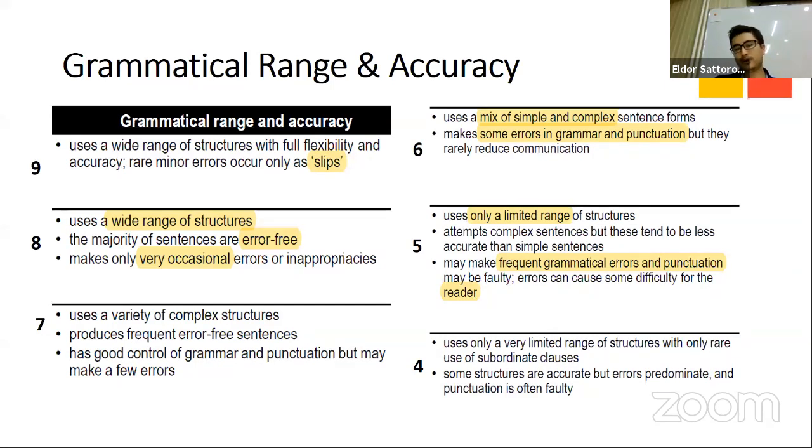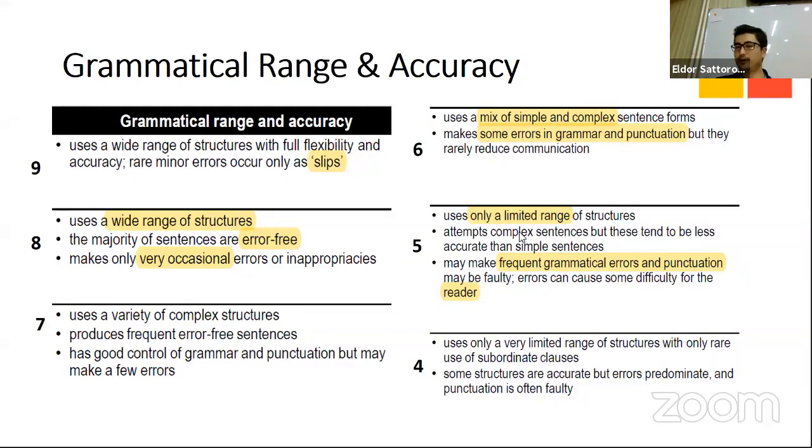Well, you can still have a low mark in grammar if you're using a very limited range of grammar structures. You're simply using a very simple structure throughout your essay without any mistake. Well done, but it lacks diversity, it lacks diverse grammar. So let's have a look at point 5 again. It says uses only a limited range of structures. That's the thing we've talked about.